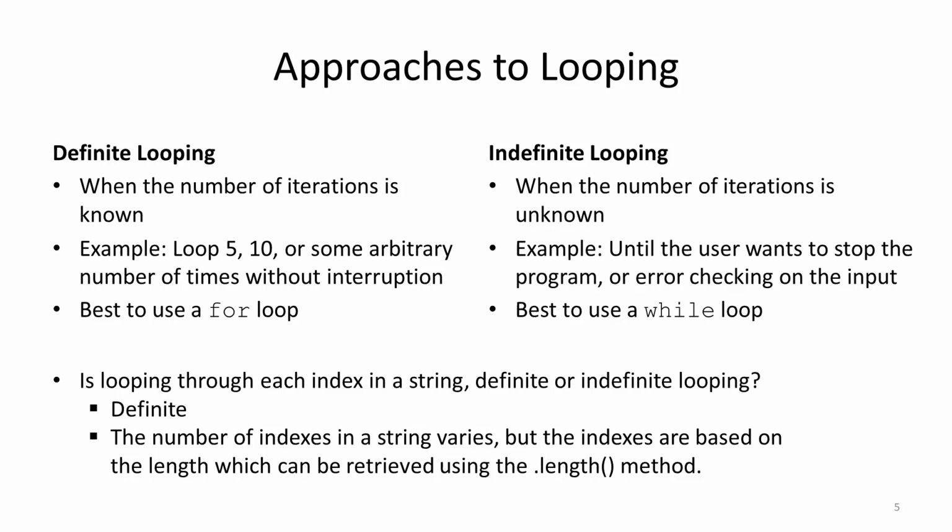Alright, so we have definite and indefinite looping. For definite looping, that is when the number of iterations is known and there is some way to get that information. It is best to use a for loop. For indefinite looping, that is when the number of iterations is unknown and there is no way to get that information. It is best to use a while loop.